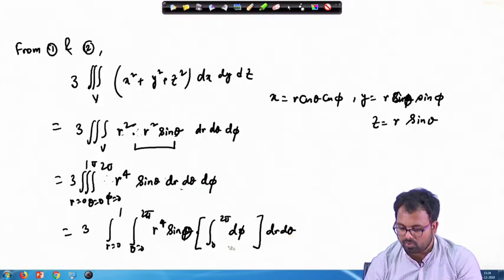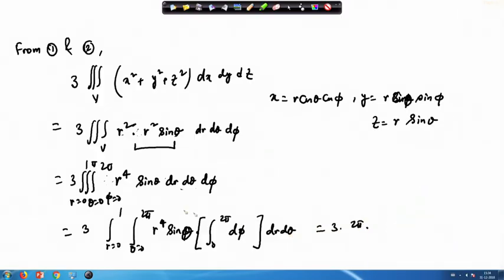So, this will give us 2 pi. So, this is 3 times 2 pi, and then we integrate sin theta. So, it will be minus cos theta, and theta is from 0 to pi. So, then we will have cos pi as minus 1. So, this will give us a 2, and when we integrate r to the power 4, then this will give us 1 by 5. So, ultimately it will be 12 by 5 pi.